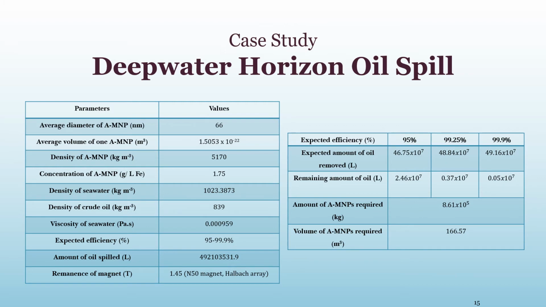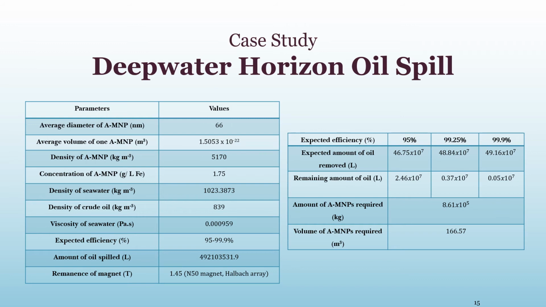An estimated amount of 8.61 times 10 to the power 5 kilograms of AMPs would be required to clean up, which occupies approximately 166.57 cubic meters of space. The magnet used would be N50 magnets arranged in a Hilbert array. The minimum expected efficiency is 95%, with 2.46 times 10 to the power of 7 liters of oil remaining after removal. And the maximum expected efficiency is 99.9%, with 0.05 times 10 to the power of 7 liters of oil remaining after cleaning. The AMPs can be recycled for at least 6 times.